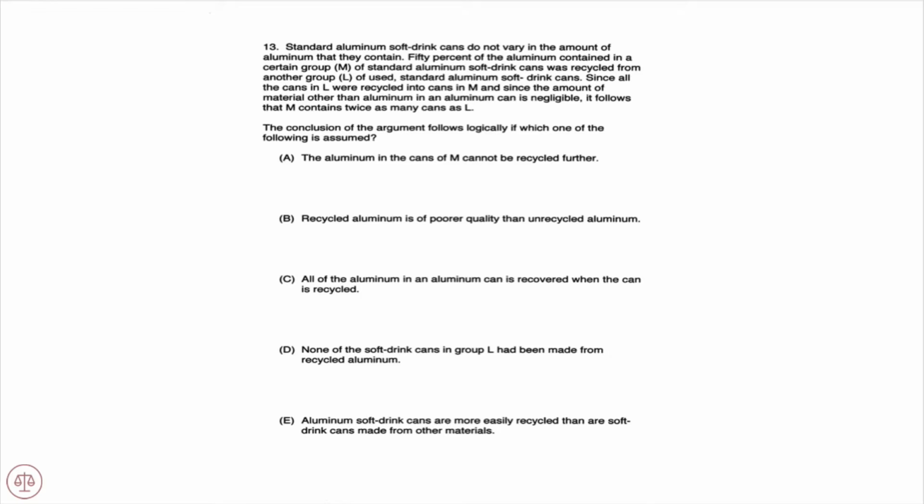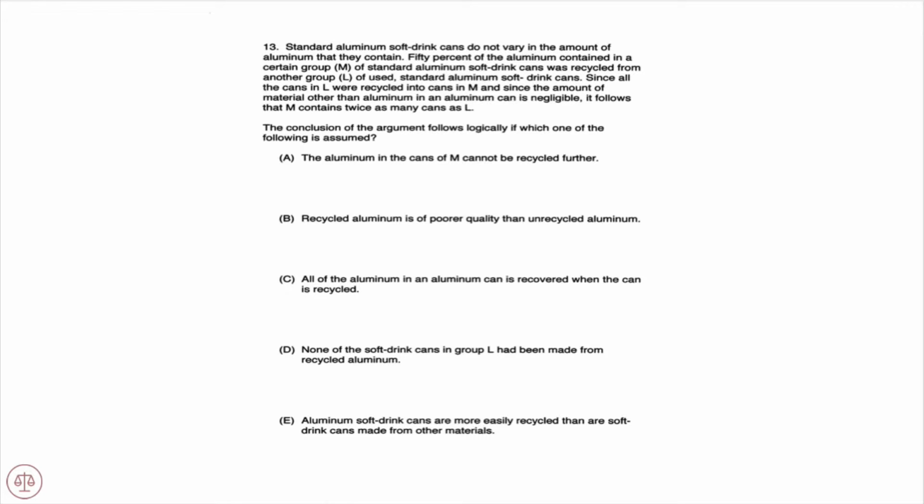Question 13. Standard aluminum soft drink cans do not vary in the amount of aluminum that they contain. 50% of the aluminum contained in a certain group M of standard aluminum soft drink cans was recycled from another group L of used standard aluminum soft drink cans. Since all the cans in L were recycled into cans in M, and since the amount of material other than aluminum in an aluminum can is negligible, it follows that M contains twice as many cans as L.